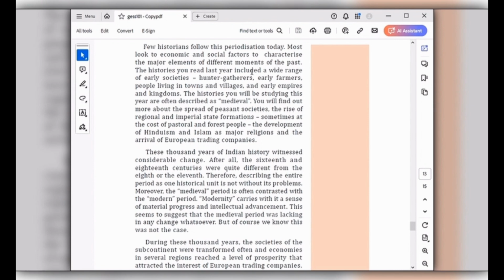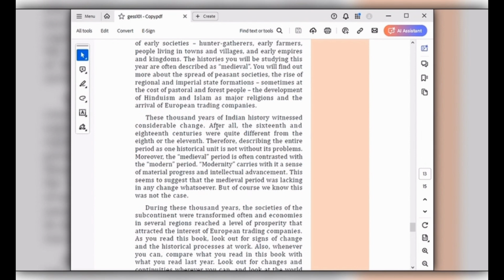The histories you read last year included a wide range of early societies: hunter-gatherers, early farmers, people living in towns and villages, and early empires and kingdoms. The histories you will be studying this year are often described as medieval. You will find out more about the spread of peasant societies, the rise of regional and imperial state formations, sometimes at the cost of pastoral and forest people, the development of Hinduism and Islam as major religions, and the arrival of European trading companies. These 1,000 years of Indian history witnessed considerable change.